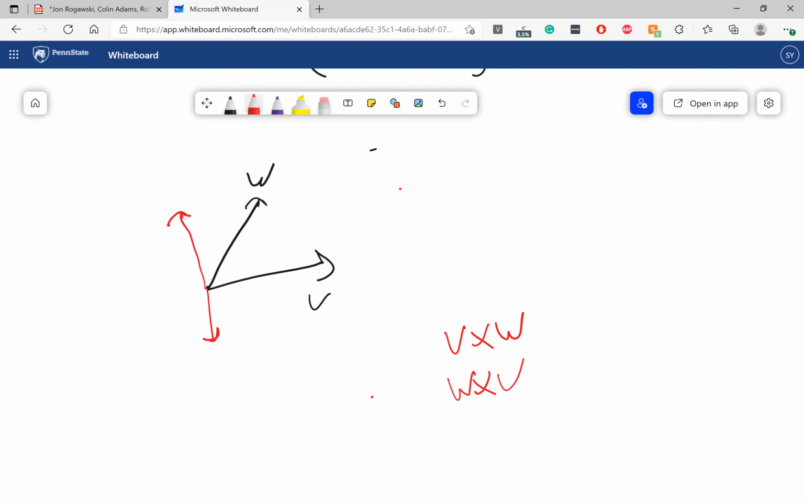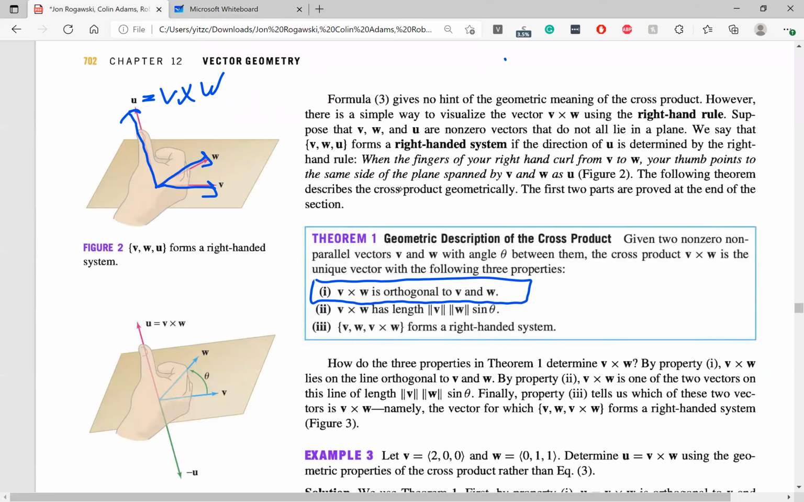Okay, definitely play around with it. Make sure you understand how it works. Over here, you can see in this picture that these fingers are mostly pointing in the V direction. You just have to put the back of your hand in the W direction, and your thumb is pointing outwards. And that tells you the direction in which this vector V cross W is pointing.